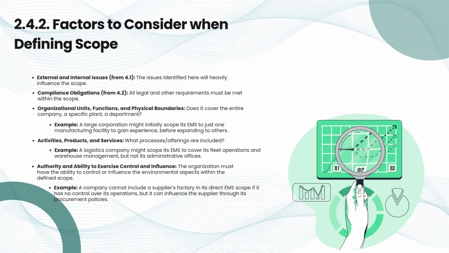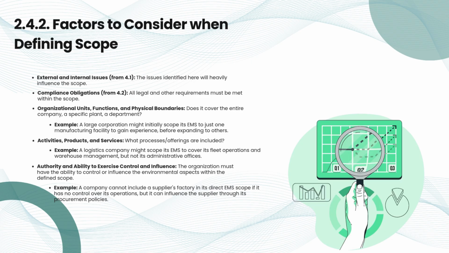You need to clearly define the organizational units, functions, and physical boundaries. Are you certifying the entire company, just one specific plant, or even just a department? For instance, a large multinational corporation might start by certifying just one manufacturing facility to get familiar with the process before expanding to all their global sites.